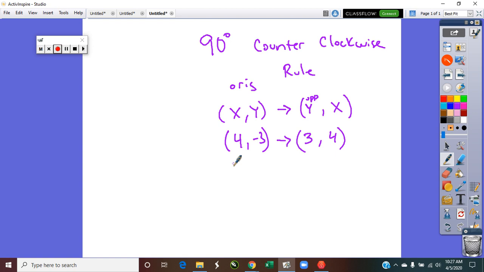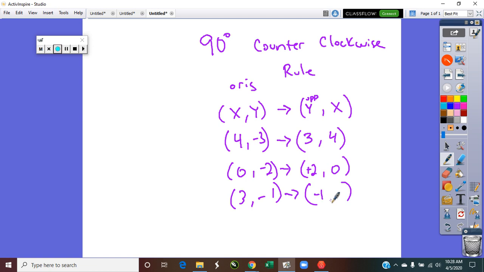If I had another point, let's say I had 0, -2. First thing, if you want to do it this way, you can just flop them. Think of flopping them. I'm going to have -2 and 0, and then I make this first one opposite. So since it's a -2, it becomes a +2. If that makes it easier, do it that way. All right, so let's say I've got another point of 3, -1. When I flip them, I'm now going to have -1, 3.